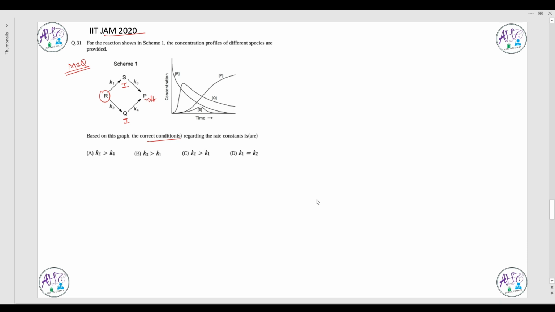First, they have given that K2 is greater than K4. What is K2? Your rate constant for intermediate Q is K2, and your rate constant for the product is K4. So K2 greater than K4 means the concentration of Q is forming more compared to your concentration of product. Initially, your K2 is more, so Q is forming faster than the product. So this is correct.